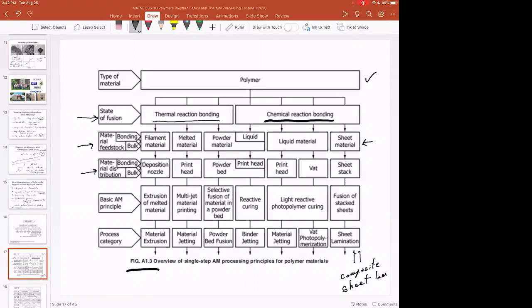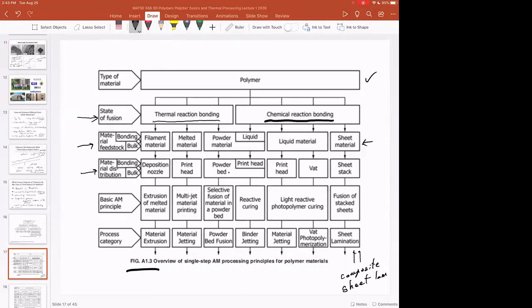So in fused filament fabrication of a thermoplastic, you're using a heated deposition nozzle to do melted material extrusion or thermoplastic processing, just like a MakerBot. If you have melted material, you might have a print head, and so you're going to do multi-jet material printing, and we'll talk about what that is, and we'll describe all the different variations of what that could be. You could have powders, and so polymer powders are really interesting because you can do powder bed fusion, just like you do powder bed fusion of metals, if anyone has any experience with that.